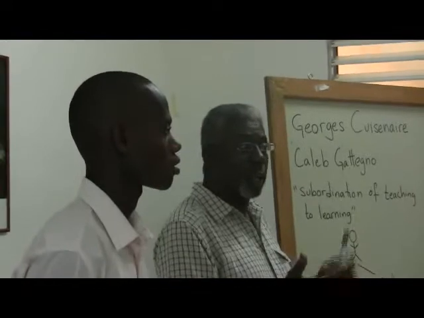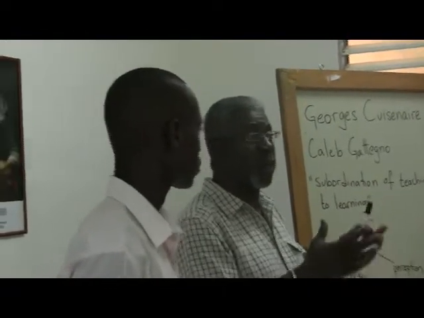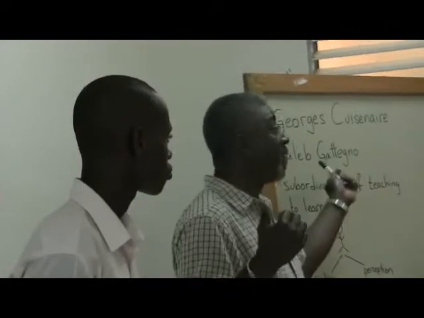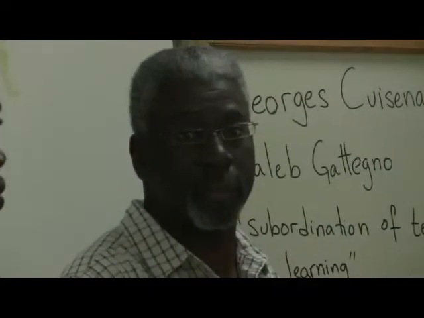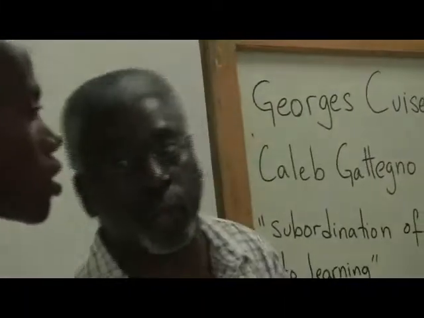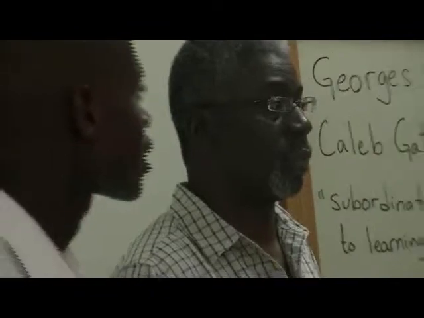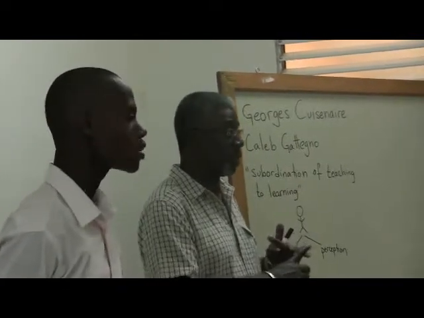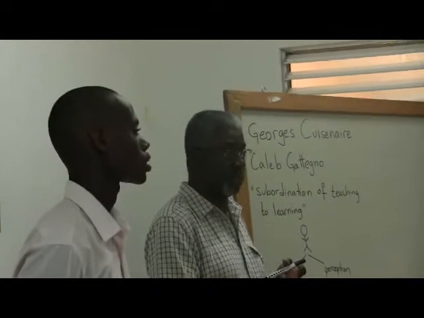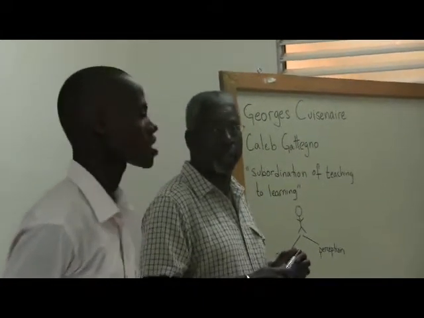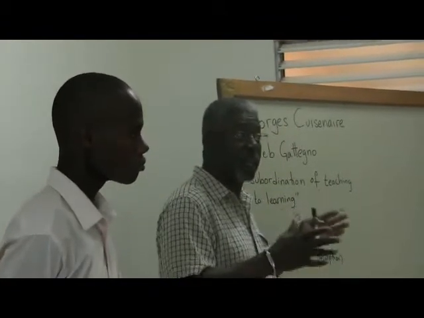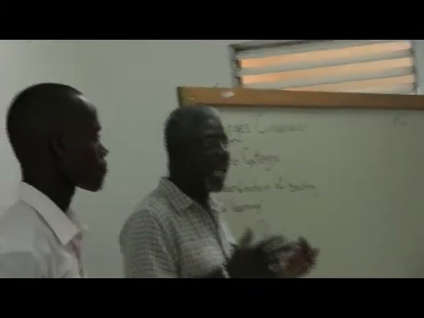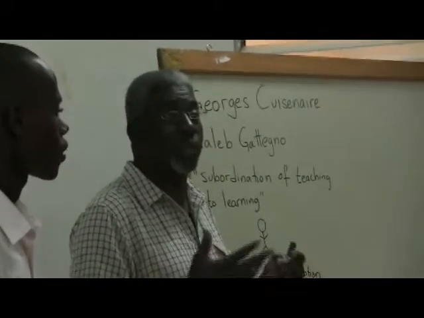And so, when Caleb Gattegno saw what George Cuisenaire was doing with the rods, Gattegno at that time had already two PhDs. Two PhDs. One in mathematics, the other in psychology. So Gattegno was able to recognize that the rods of Cuisenaire contained an answer, a solution to the teaching of mathematics.